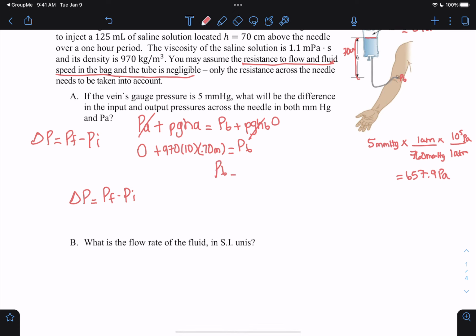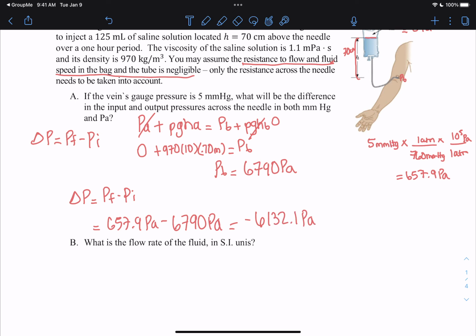So when we figure out PB, we should get an answer of 6,790 pascals for PB, right? And then if we go back to our delta P equation to figure out the change in pressure, or the difference in the input and the output pressures across the needle, then we can say that the final pressure was 657.9 pascals minus your initial, and that was the 6,790 pascals here, right? And so we should get a change in pressure of negative 6,132.1 pascals.